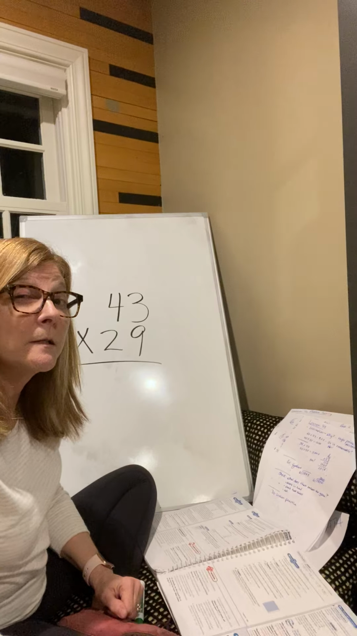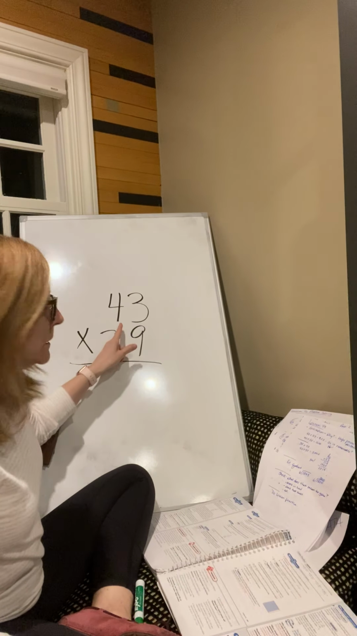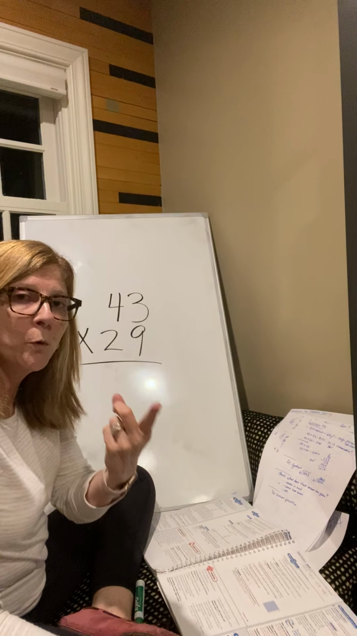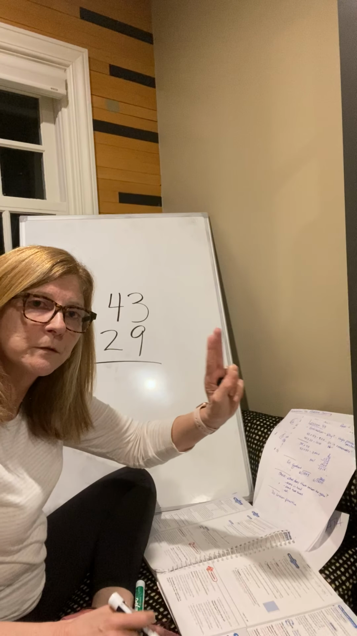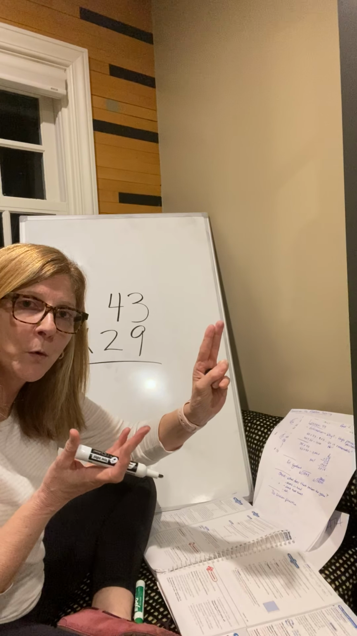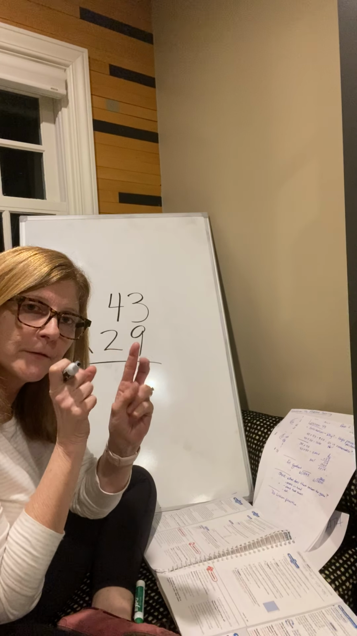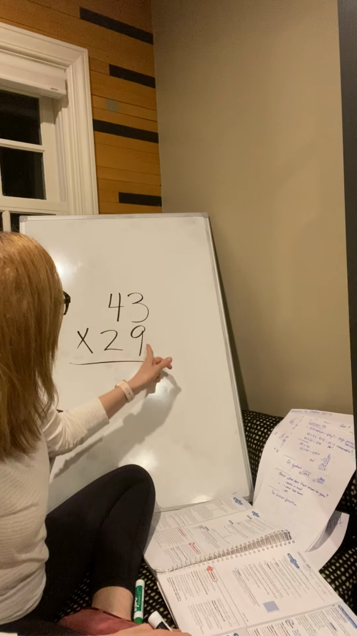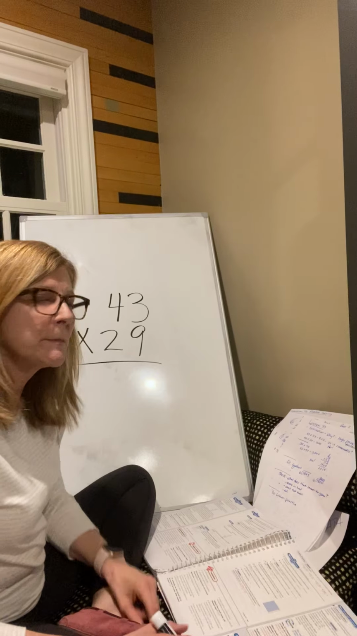But what if I estimate the answer? 43 is pretty close to 40. And 29 is pretty close to 30. So if I've got 40 and 30, they each have zeros on the end. If I just take those two zeros and hold them over here, that leaves me with 3 times 4. What's 3 times 4? 12. Put those two zeros on the back of that 1 and 2, I get 1,200. So 43 times 29 should be about 1,200. That's my estimation.